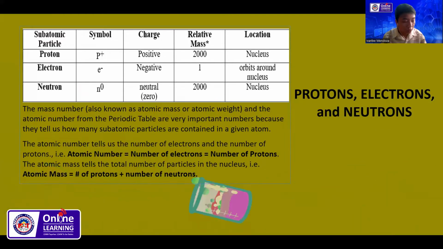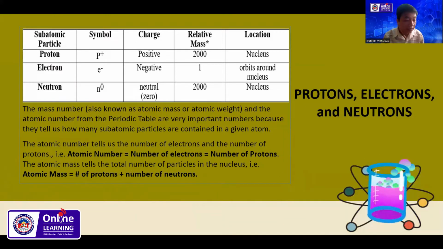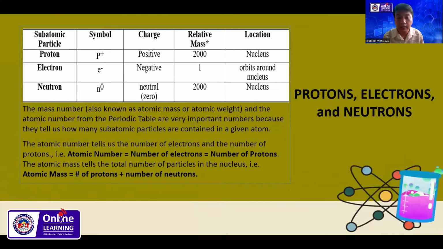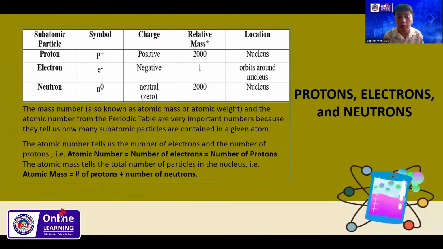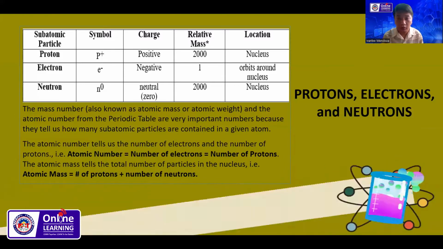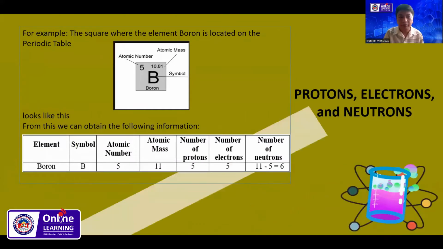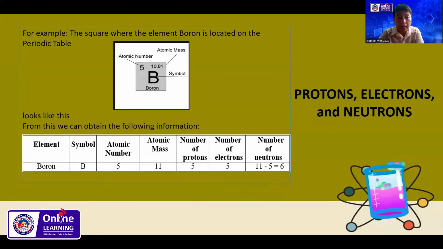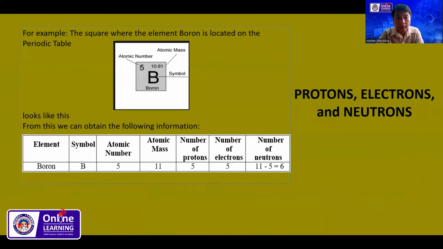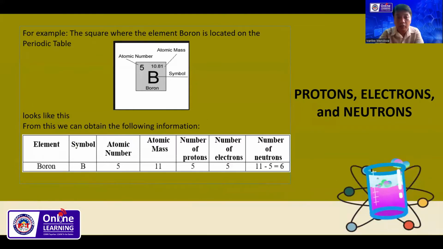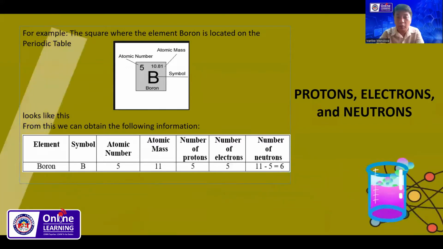So that is how to identify the atomic mass. Again, it is the sum of the number of protons plus the number of neutrons. So that is how to determine the atomic mass. Now, for example, I have here an element that is boron. We know that boron is located in the periodic table with given details. The atomic number of boron is 5, the atomic mass is 10.81, and the symbol is B.